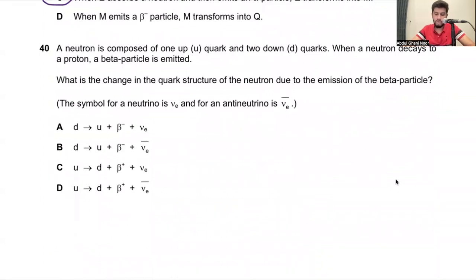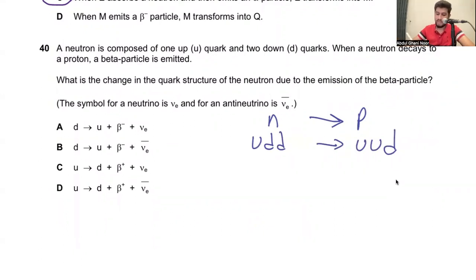The last question says, a neutron is composed of 1 up quark and 2 down quarks. When a neutron decays to a proton, a beta particle is emitted. So a neutron decays to a proton, which means up, down, down converts to up, up, down. So if I were to compare the two, I can clearly see I've got this up present here. I've got this down present here. One down converts into an up. So my equation becomes a down quark converts into an up quark. Has to be either A or B.